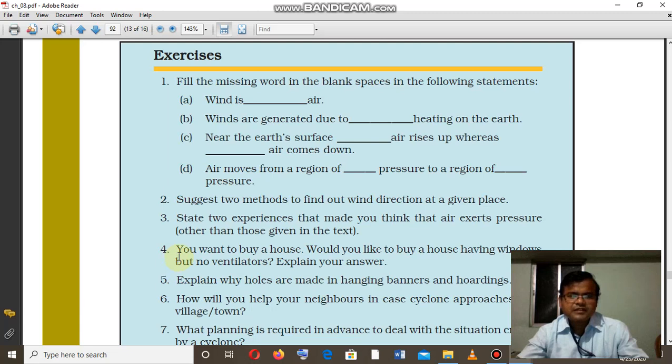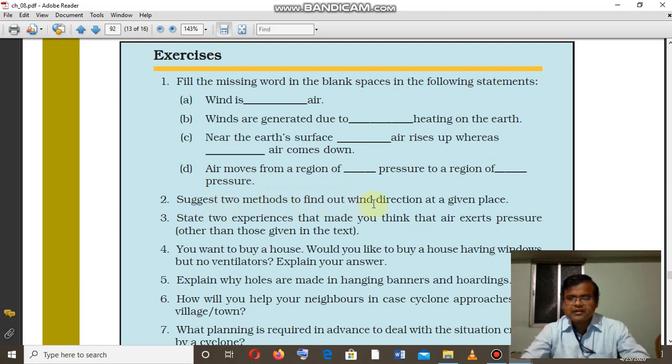Question answers of the chapter Wind, Storm and Cyclone. Question number 1. Fill in the missing words in the blank spaces in the following statements. A. Wind is moving air. B. Winds are generated due to uneven heating of the earth. C. Near the earth's surface, warm air rises up, whereas cold air comes down. The warm air rises up and cold air comes down. Air moves from a region of high pressure to a region of low pressure.